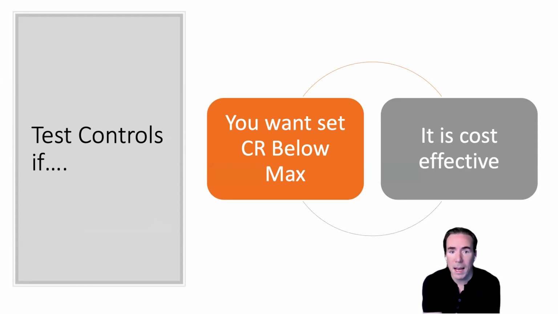If we want to do a reliance strategy, then we're going to set control risk below maximum, and we're going to rely on the controls for some of our evidence. In order to rely on the controls, we're going to need to test them specifically. We would only test them if it's cost effective. Note, I didn't say low cost, I said cost effective, meaning I'm going to determine whether the cost of testing them is greater than the value of the evidence it generates.